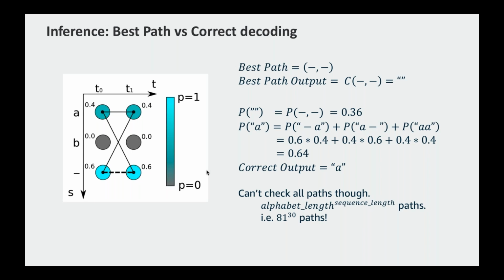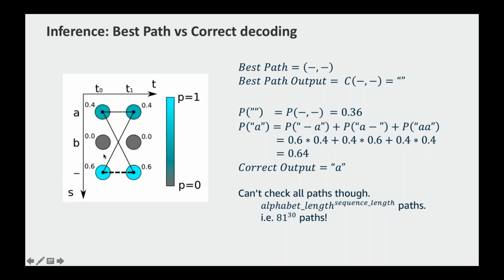The simplest one is a greedy approach, or the best path approach. But that can lead you to some kind of weird situation. Just take this example. You have an alphabet made of A, B, and the empty character. And let's say for the first time slice, we predict 0.4 for A and 0.6 for the empty character. For the second time slice, we predict 0.4 for A and 0.6 for the empty character.